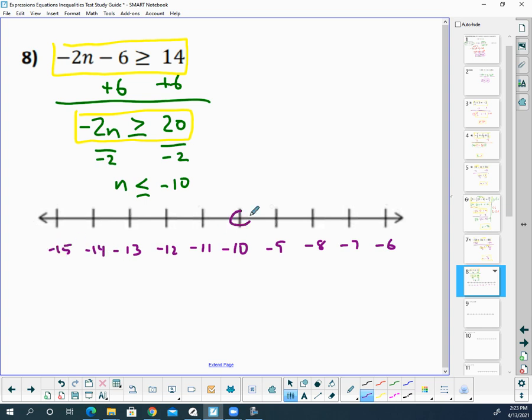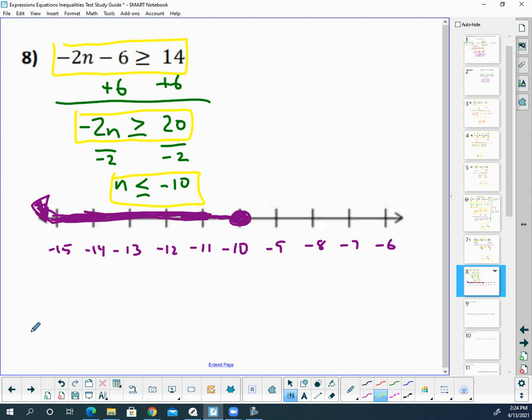So circle at negative 10. Because negative 10 is included in the solution, we would shade it in, and n is less than or equal to that number, so we would shade the arrow going to the right. Right? These are all the values that are less than or equal to negative 10 that will make this original inequality true. Plug in any number in the shaded area, makes the inequality true. Sorry, I forgot to put a little yellow around that.